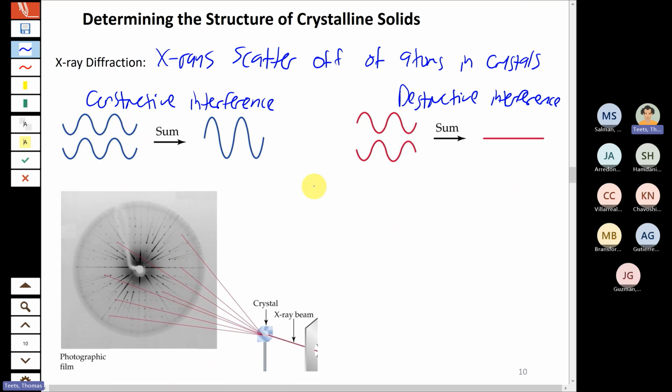So the spots on the detector plate, they used to use photographic plates for this that were basically just like photographic film. Now we have detectors that you don't have to replace all the time. So the spots on the plate represent where the X-rays constructively interfere.